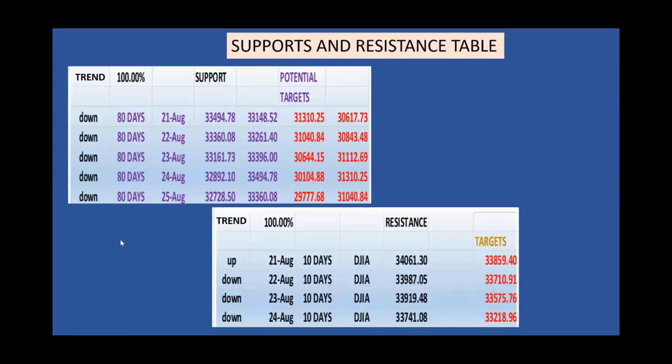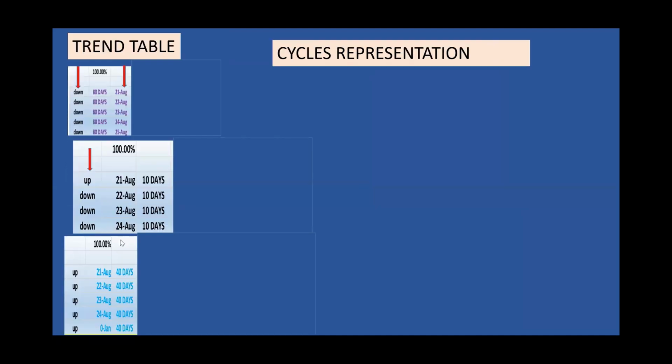In all my video updates you will find this table. On the left side you will find the trend and on the right part you will find support or resistance. How to use it? Let's start with the trend. The date will be the date for the coming week. The trend is the trend of the cycle, not the trend of the market.